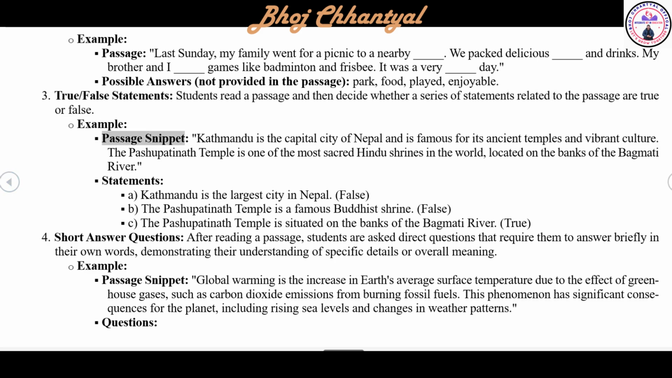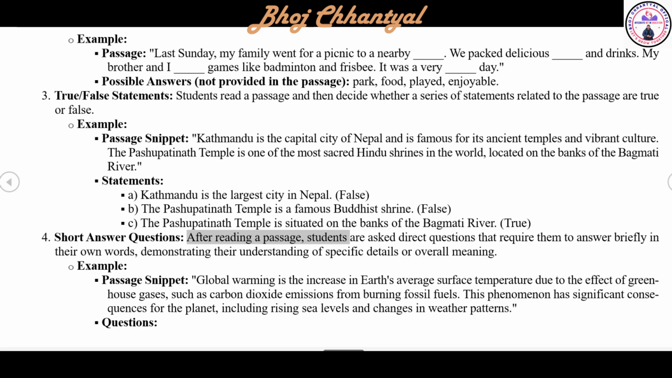For example, passage: Kathmandu is the capital city of Nepal and is famous for its ancient temples and vibrant culture. The Pashupatinath temple is one of the most sacred Hindu shrines in the world, located on the bank of the Bagmati river. Statements: A. Kathmandu is the largest city in Nepal. False. B. The Pashupatinath temple is a famous Buddhist shrine. False. C. The Pashupatinath temple is situated on the bank of the Bagmati river. True.